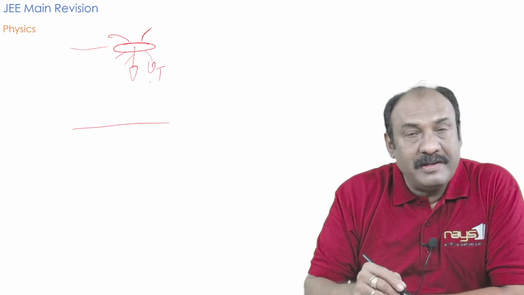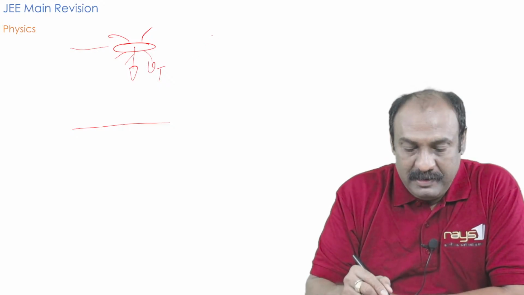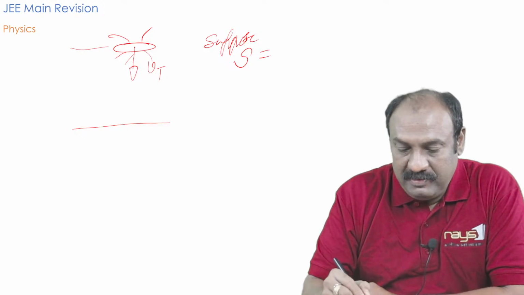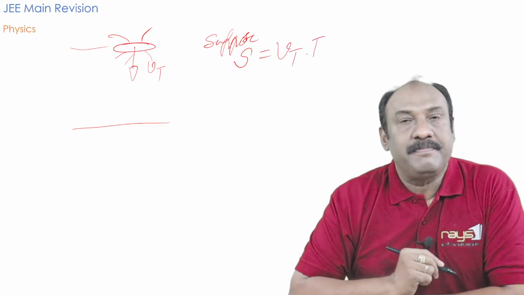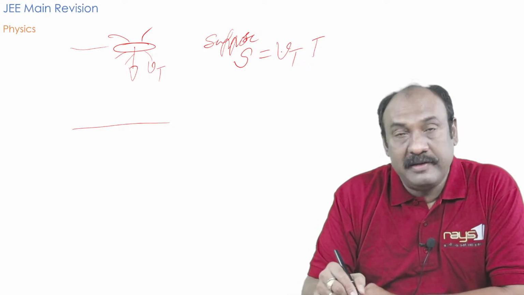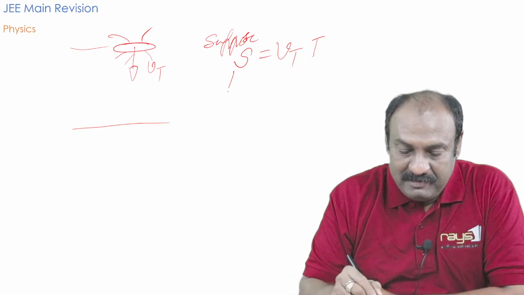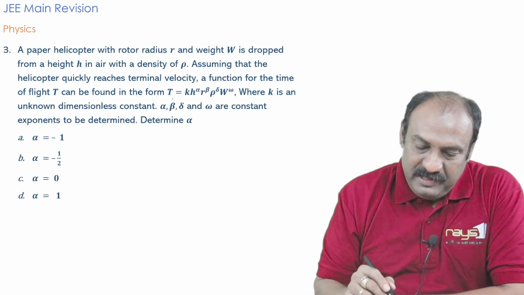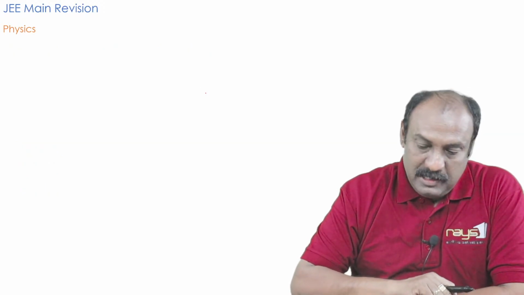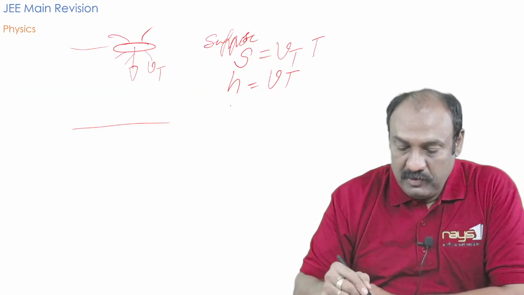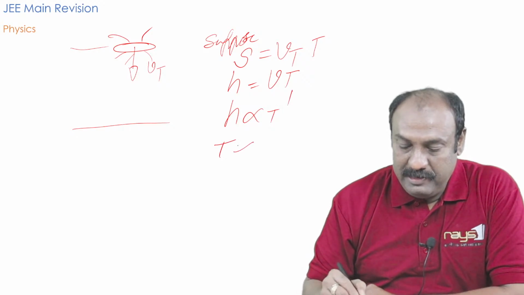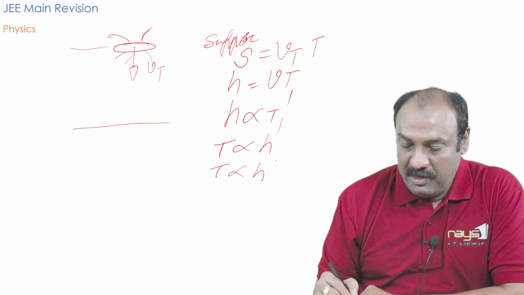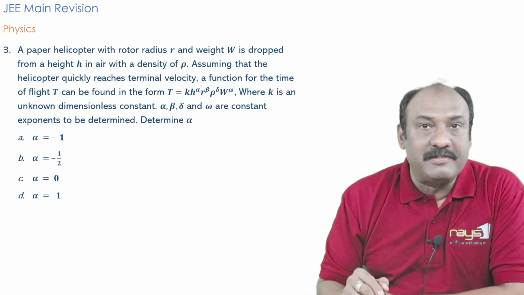So in this case, what is the distance covered by this helicopter in a given time interval? Suppose the helicopter covers a distance s with this terminal velocity in a given time interval t. Then distance is equal to Vt, the terminal velocity, into t. So h is equal to v into t. What we want here is the relation between t and h. So h is directly proportional to t to the power 1, or t is directly proportional to h to the power 1. According to the given data, t is directly proportional to h to the power alpha.